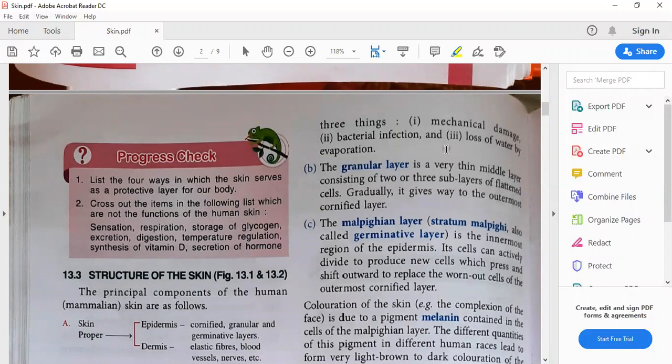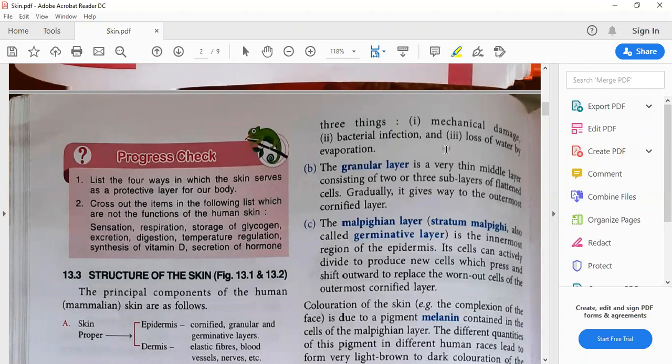Okay, the second layer is the granular layer, which is a thin middle layer. It consists of two or three sub layers of flattened cells. Okay, the corn layer is formed from the granular layer. So when the corn layer goes away, then the next layer which is going to come up as the corn layer will be the granular layer.